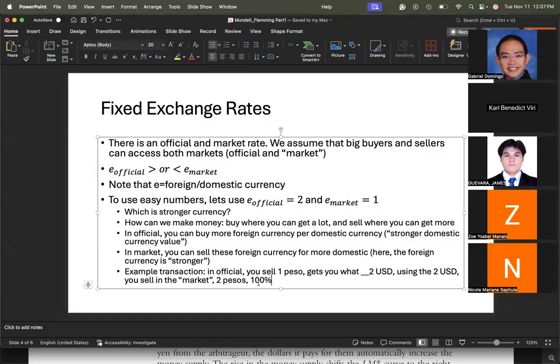Okay, so this is pretty crucial. Make sure you understand this and you can construct transactions, right? To take advantage of changes in the exchange rate.